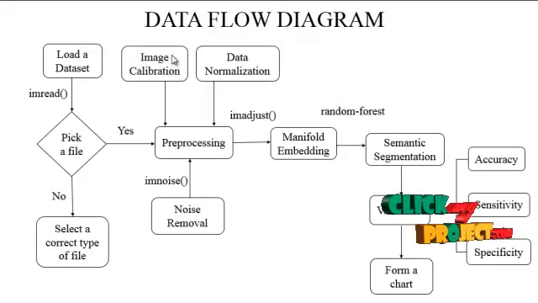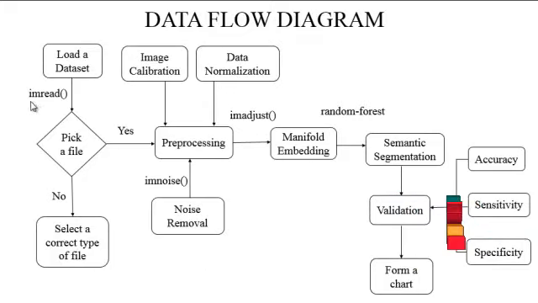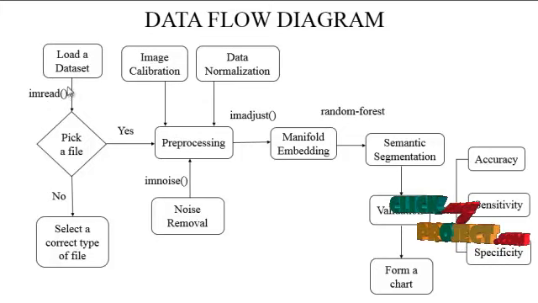Then the data flow diagram. First we load a data set. Then by using the IMD function, we select the correct type of file from the data set. Then we must follow three important stages: pre-processing, manifold embedding and semantic segmentation. In pre-processing, we have three steps. The first one is image calibration, then data normalization, then noise removal.